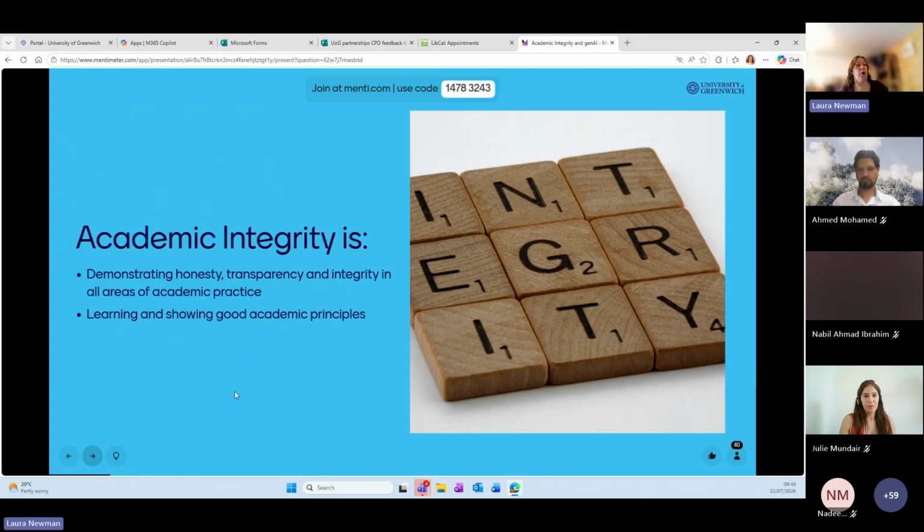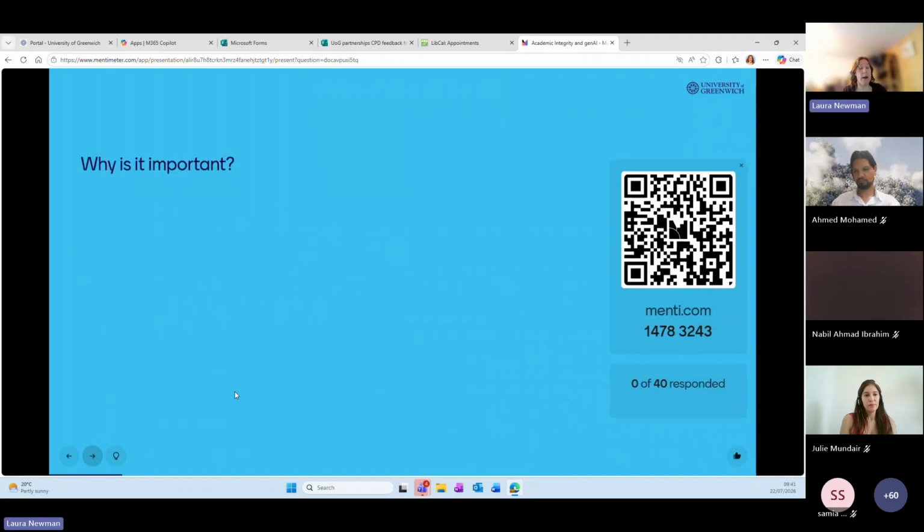So I've just put a little definition there. Again, you can see there's a lot of the same words that you guys were using. We would say it's demonstrating honesty, transparency, and integrity in all areas of academic practice. And it's learning and showing those good academic principles, which is what we want from our students, right? So why is it important? Why do we need to talk about academic integrity and make sure our students practice it?